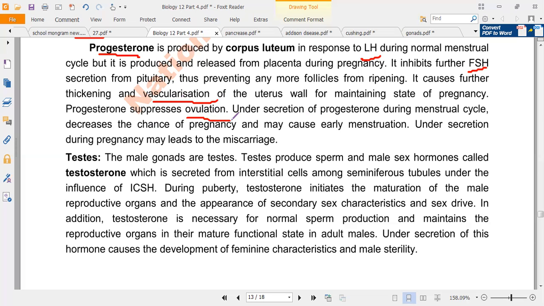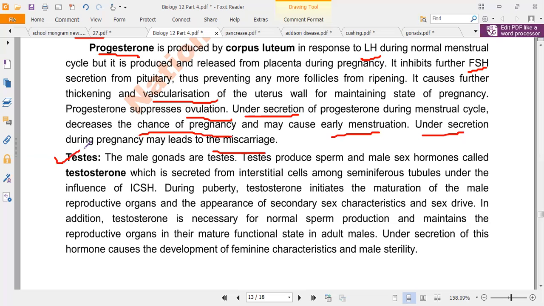It also suppresses ovulation. Rupturing of the follicle and releasing of the egg is called ovulation. If there is under secretion of progesterone during the menstrual cycle, it decreases the chance of pregnancy and may cause early menstruation again, and under secretion leads to miscarriage.